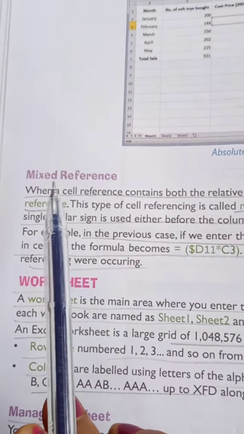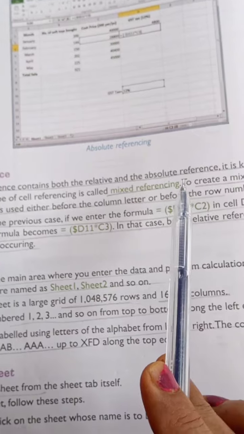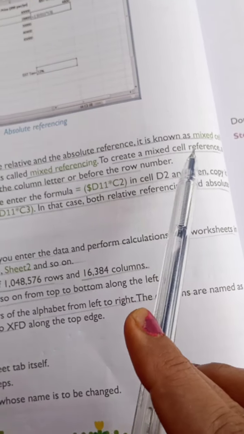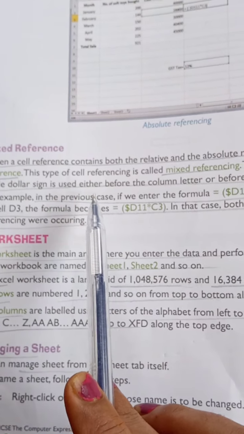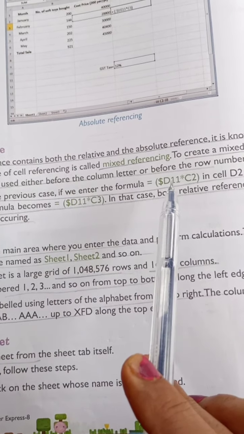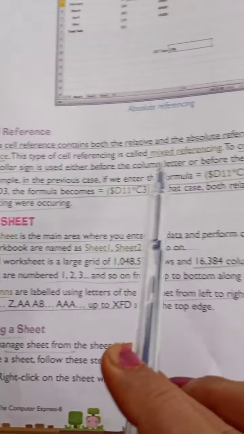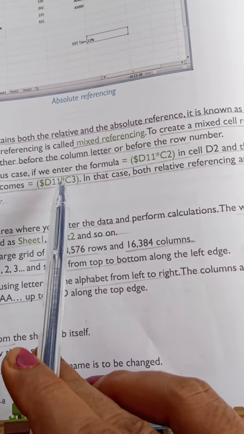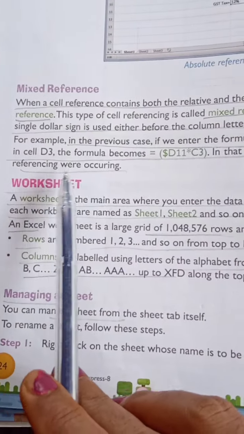Now we have the third type of reference, which is mixed reference. What is mixed reference? When a reference contains both absolute and relative reference, it is called mixed reference. To create a mixed cell reference, we add a single dollar sign either before the column letter or before the row number. For example, if we write the formula equals $D11 into C2 in cell D2, then we copy it to cell D3, and the formula will become $D11 into C3. In this case, we are using both absolute reference and relative reference.